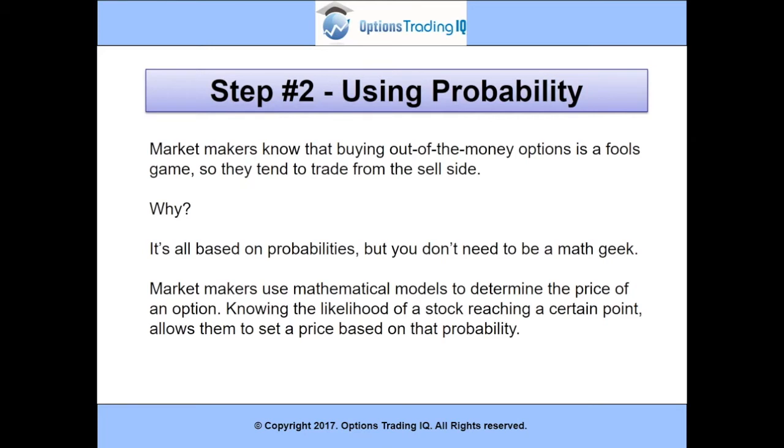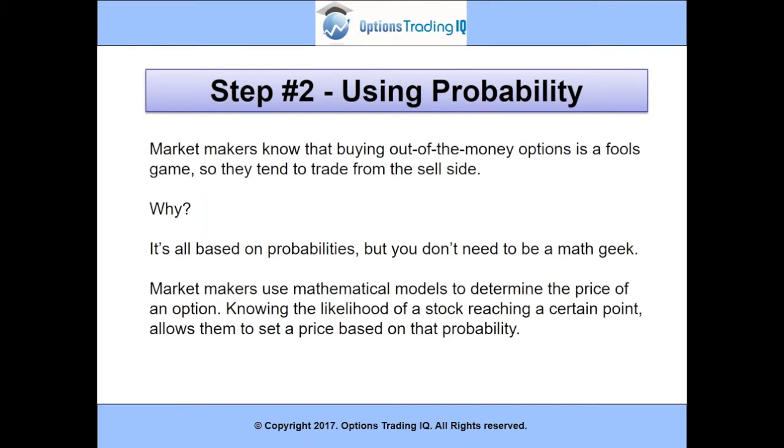So, you've got things like the Black-Scholes model, things like that. You don't have to worry about stuff like that. There's so many programs out there that have all this stuff automated now. So you don't need to be a math geek at all. So don't let this sort of scare you off if you're not good with maths. But hopefully you're pretty good with numbers being an options trader. So these days market makers use mathematical models to determine the price of an option. These days it's all computerized, it's all automated. Knowing the likelihood of a stock reaching a certain point allows them to set a price based on probability.